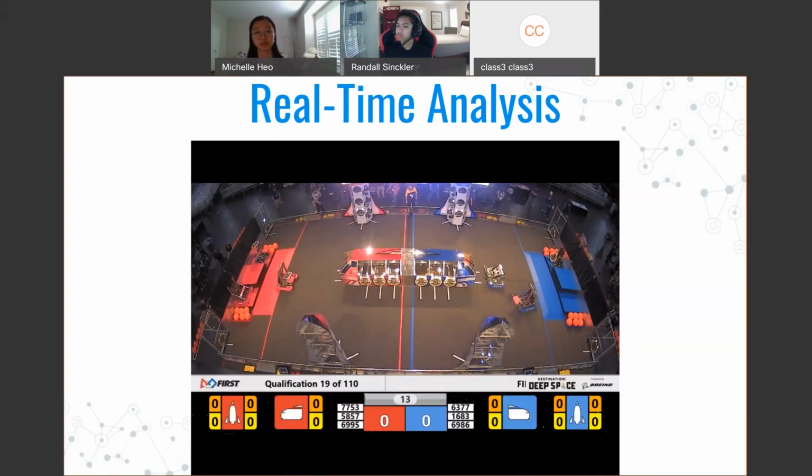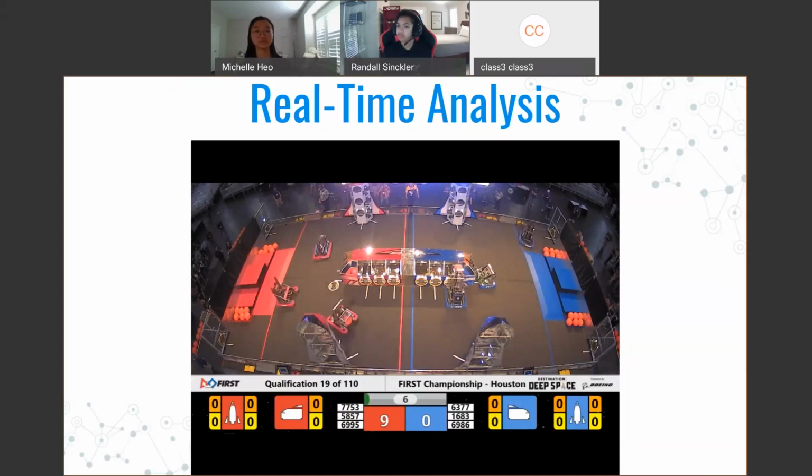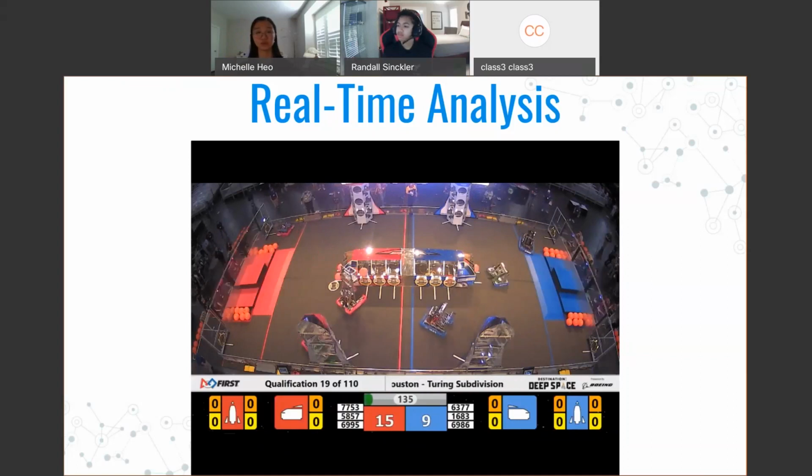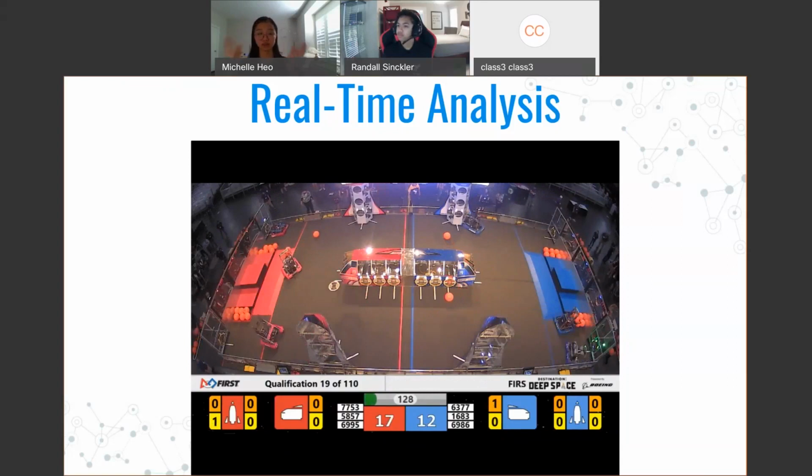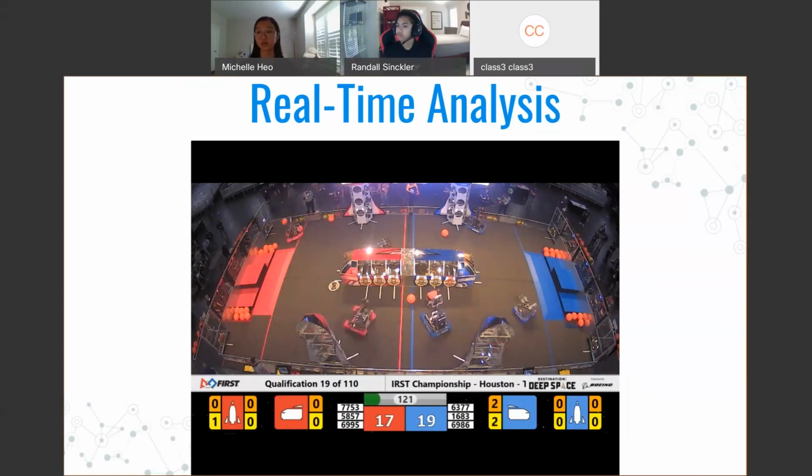So again, this was FRC 2019, and this was at the Houston Championships in April. For those of you who have never seen this game, this was a game where you had balls known as cargo and then hatch panels that look like little discs with a hole in the center. And then you had to put hatch panels and cargo pods into certain areas to gain more points. And by the end of the match, you had to climb up on that platform you see on the left and right.